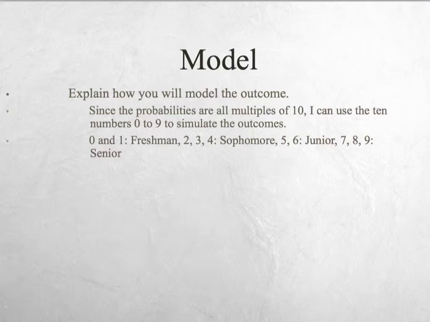But 0 and 1 will be a freshman, 2, 3, and 4 sophomore, 5 and 6 will be a junior, 7, 8, and 9 will be a senior. That way, in general, your outcomes, you have a 20% chance of drawing a freshman, a 30% chance of drawing a sophomore, and so on. The way you set up what your random numbers will represent has to follow the probabilities you're given in the problems.